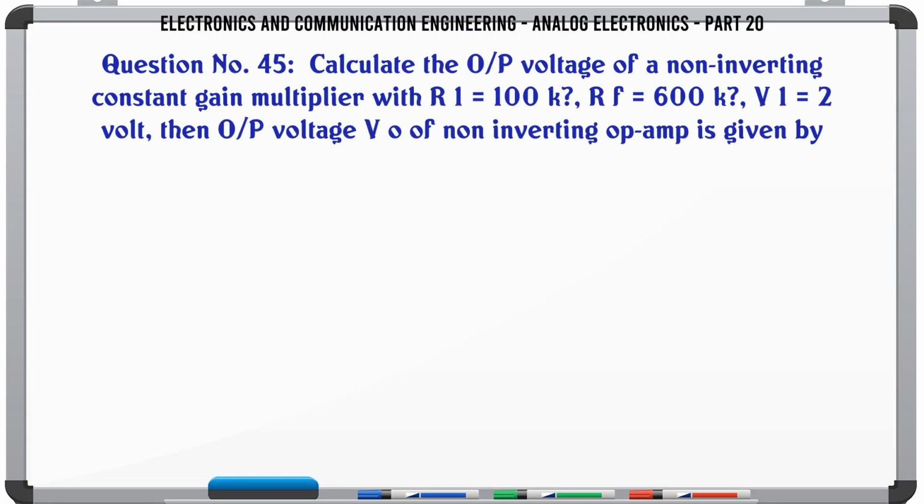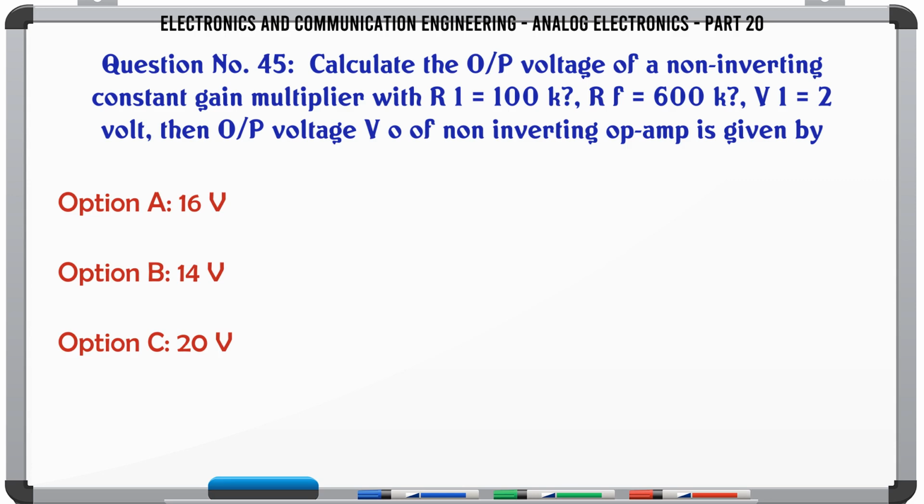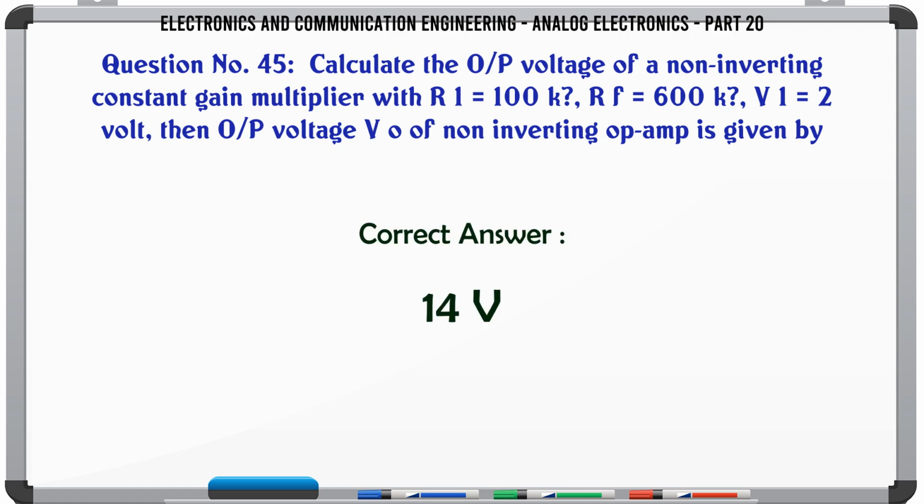Calculate the output voltage of a non-inverting constant gain multiplier with R1 = 100K, RF = 600K, V1 = 2V. Then output voltage VO of non-inverting op amp is given by A. 16V, B. 14V, C. 20V, D. 15V. The correct answer is 14V.